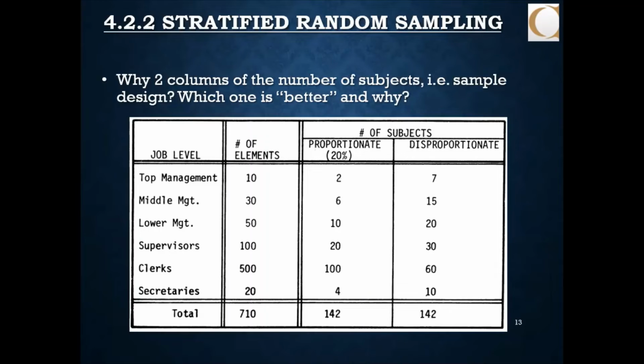Why two columns of the number of subjects, i.e. sample design? Which one would be better, proportionate or disproportionate, and why?